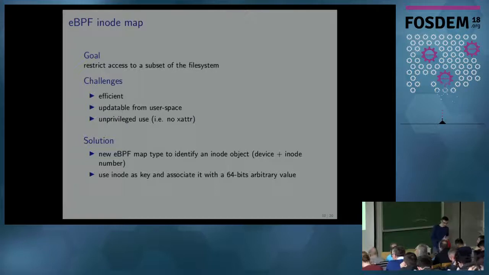So the idea is to create a new dedicated eBPF map. There are already multiple BPF maps for multiple use cases. And this one takes as a key an inode, which is not only the inode number, but the device as well. So it's struct inode from the kernel. So it is used by a file descriptor. And the value is a 64-bit value, which may be used as a tag. So it is kind of an independent extended attribute, independent from the file system.